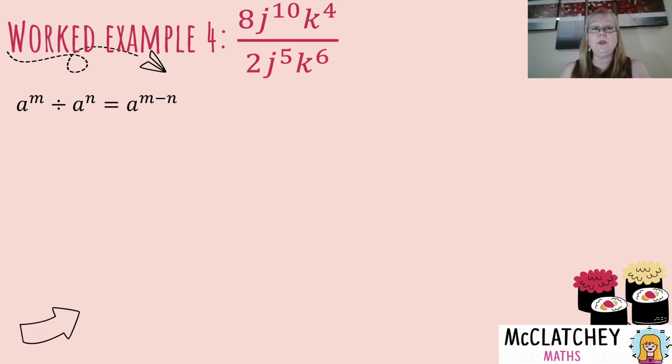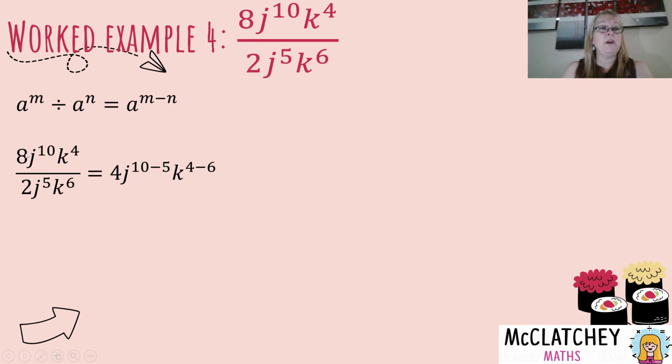Okay, so we write our rule again. So I'm going to simplify that 8 divided by 2 to simply a 4. So normal division rules apply to normal numbers that don't have powers. And then we're going to deal with the power here. So I've got 10 take away 5 and I've got 4 take away 6. I've put this question in there deliberately because you can end up with negative powers. So let's do that. 10 take away 5 makes 5 and 4 take away 6 makes negative 2.